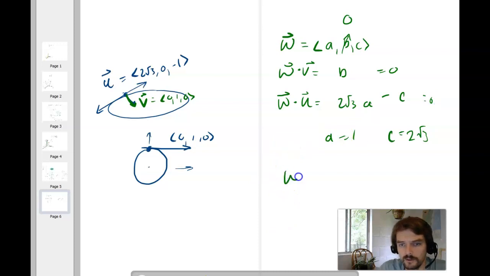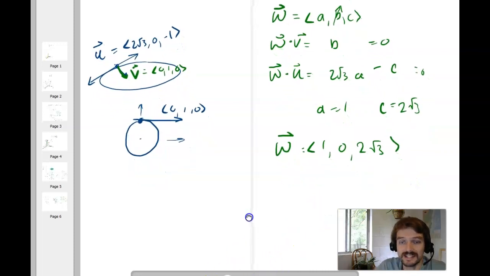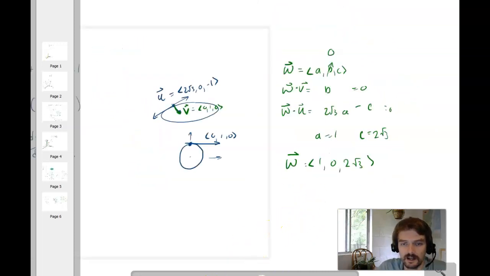So my orthogonal vector is 1, 0, 2 root 3. Great, so then I can write the equation of my plane because it goes through point C, and it has that direction.